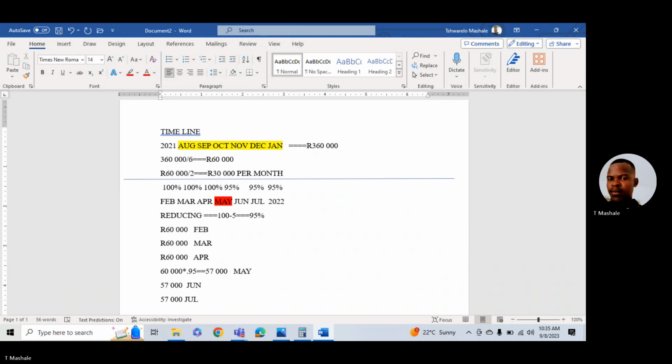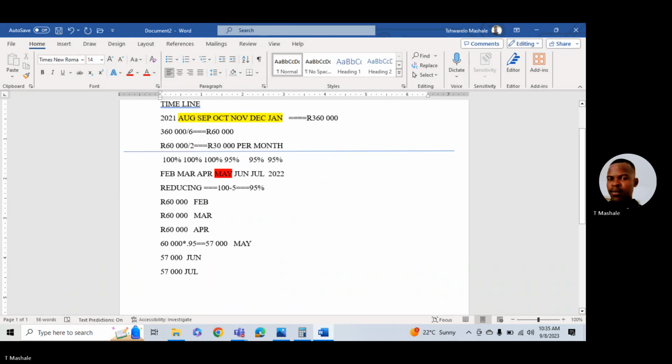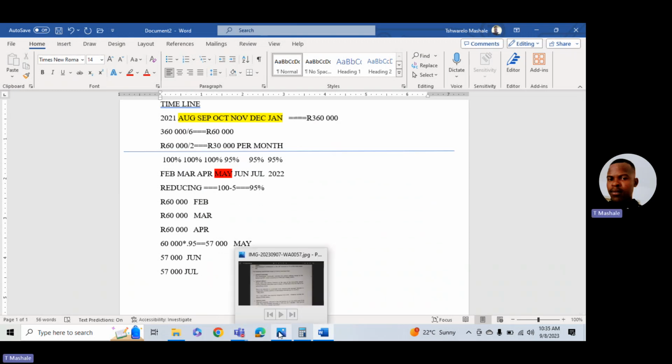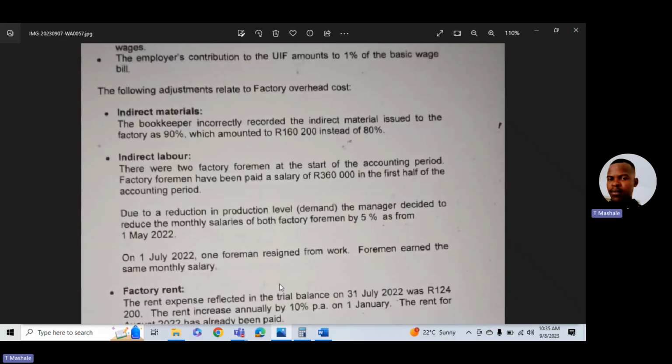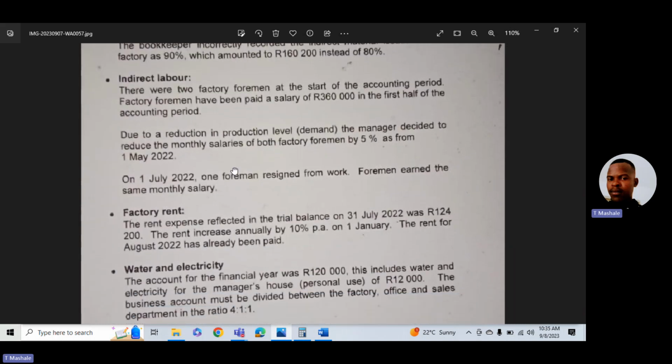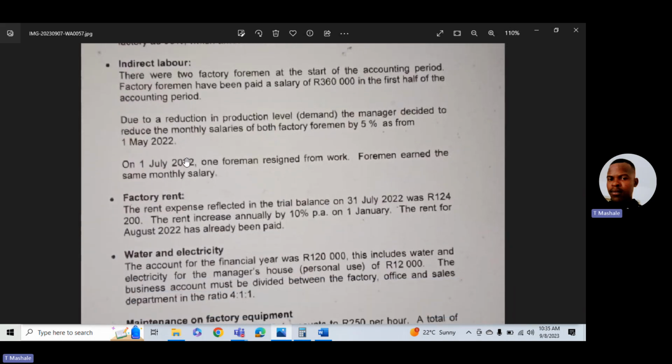So, continue. We read the information there. They say that on the 1st of July, 2022, 4 men resigned from work. 4 men earned the same monthly salary. So one of the 4 men decided to resign because the manager has decided to reduce the monthly salary.